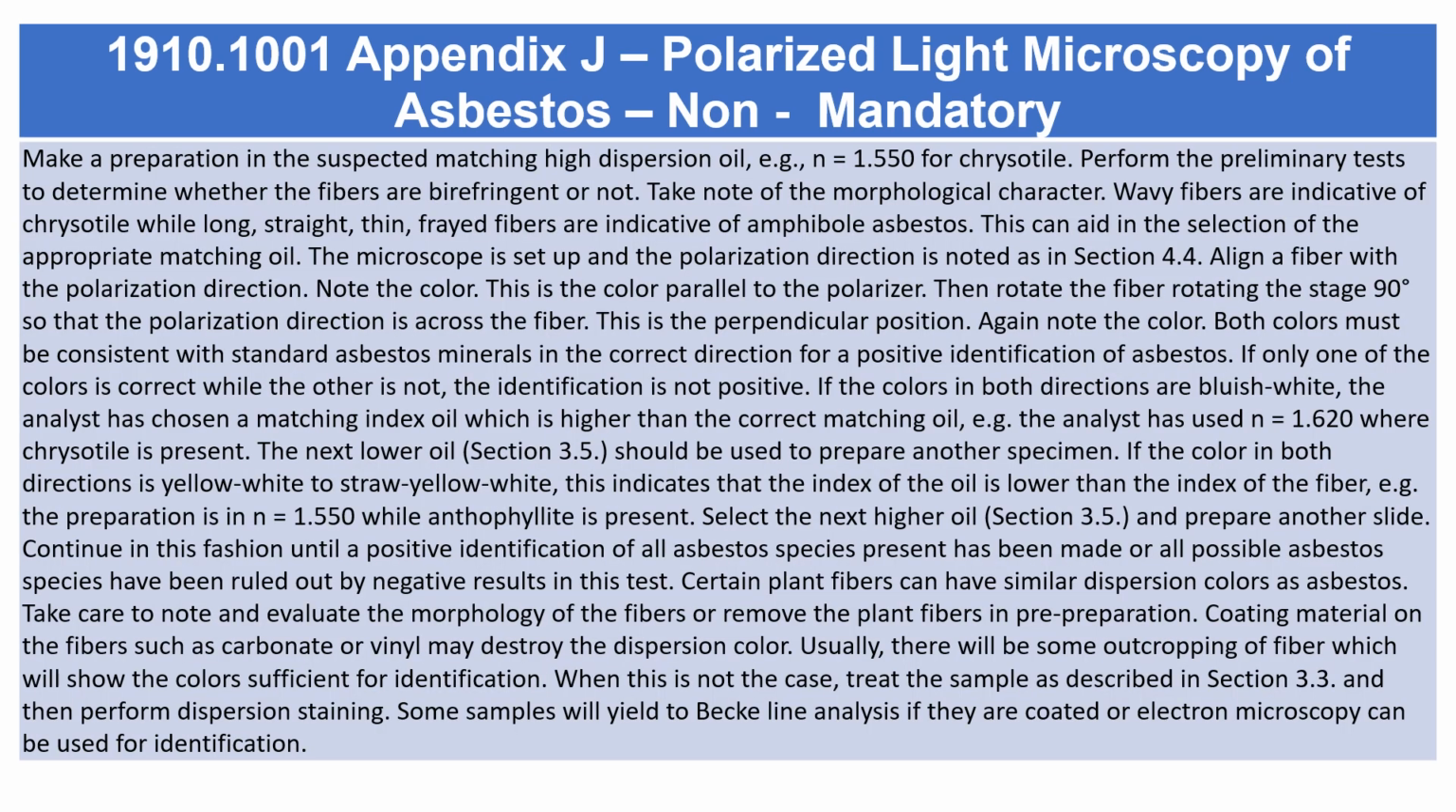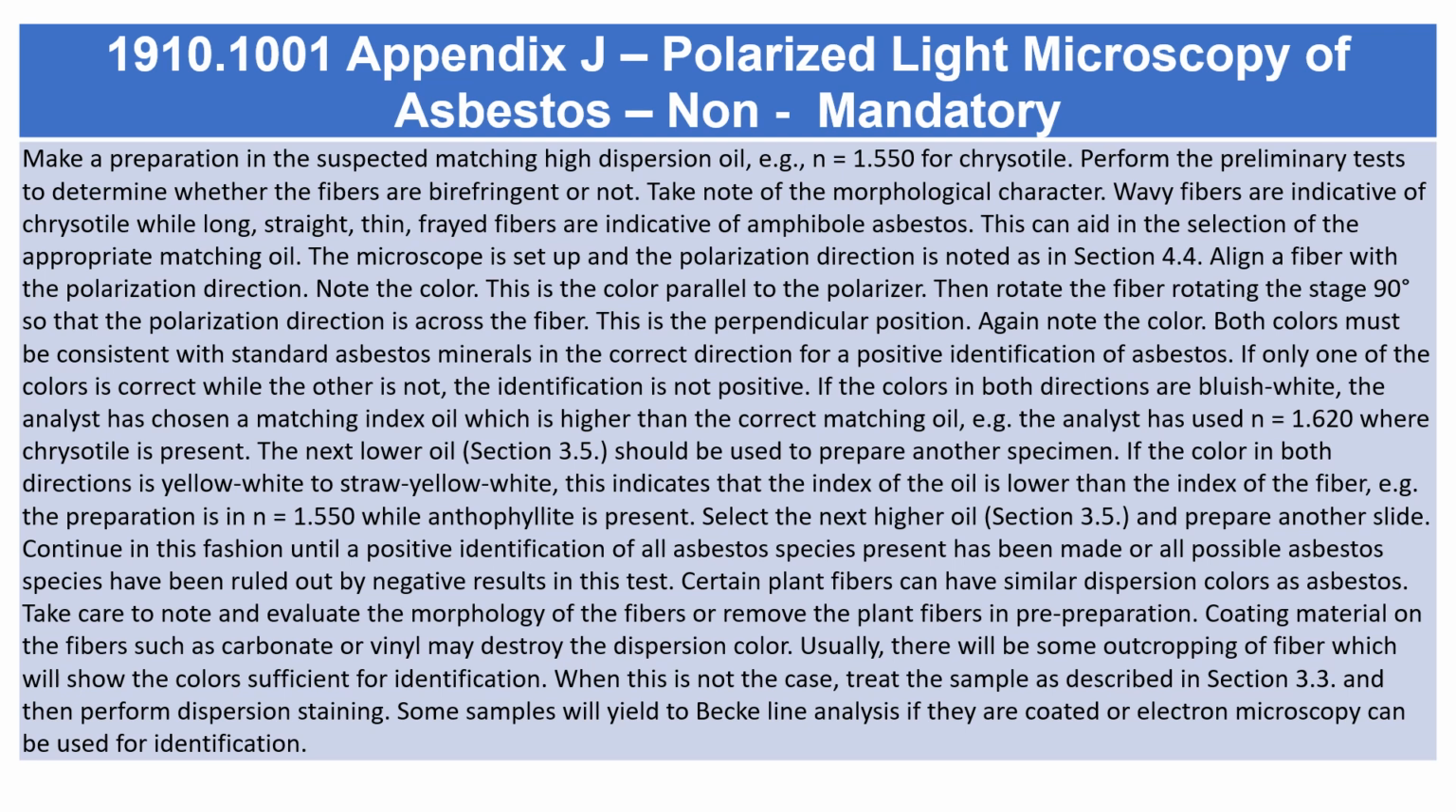Make a preparation in the suspected matching high dispersion oil, e.g., N equals 1.550 for chrysotile. Perform the preliminary tests to determine whether the fibers are birefringent or not. Take note of the morphological character. Wavy fibers are indicative of chrysotile while long, straight, thin, frayed fibers are indicative of amphibole asbestos. This can aid in the selection of the appropriate matching oil.